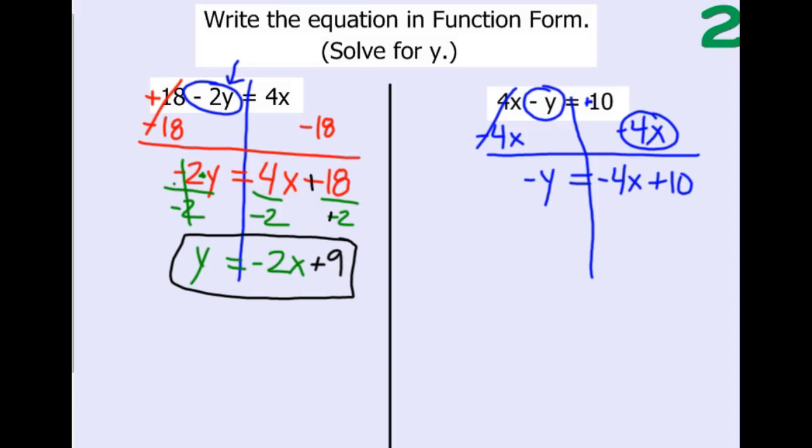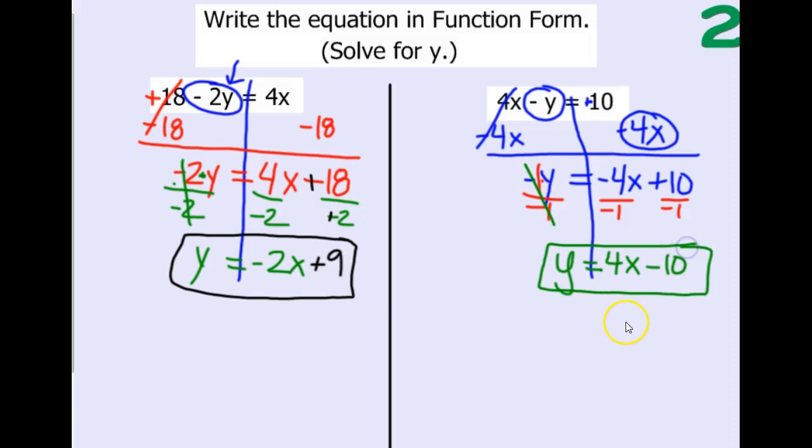Now it looks like y is all by itself, but this is really, remember, a negative 1y. To get rid of that negative, we need to divide by negative 1. Divide every single number by negative 1. So 1 over 1 just cancels out. We have y. Two negatives multiply or divide to make a positive. 4 divided by 1 is still just 4, so 4x. 10 divided by negative 1 is negative 10. That is our answer. We have some x's and just a number.